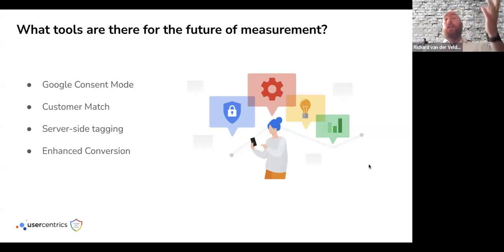Then there's server-side tagging, which is again taking it back to basically drawing it to your own server. So now you can store whatever you want there. The only disadvantage there is that it's not as transparent. People can see a cookie getting set. They don't know what you're storing on a server.